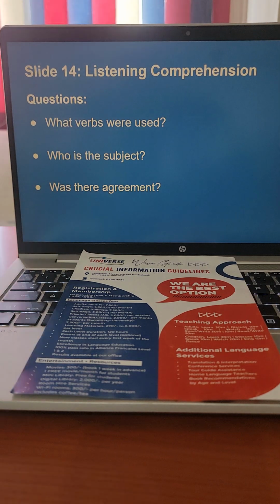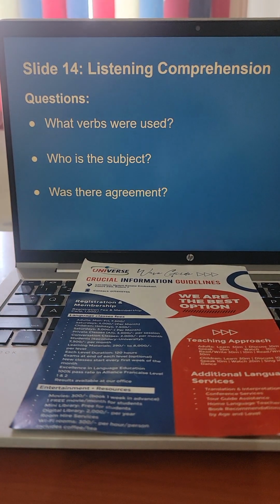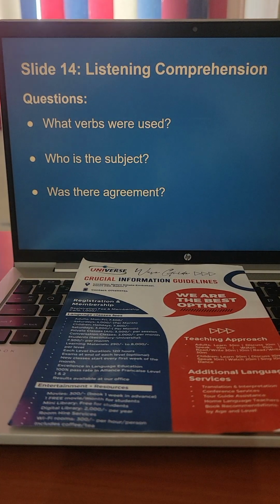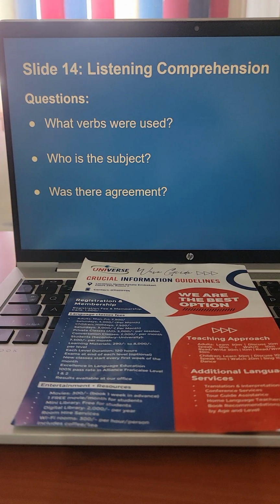Listening comprehension. Questions: What verbs were used? Who is the subject? Was there an agreement? So I'm going to read that and then you answer those questions. What verb was used? Who is the subject? And was there an agreement? Let me hide it and then read. So listen. I have 3 sentences.